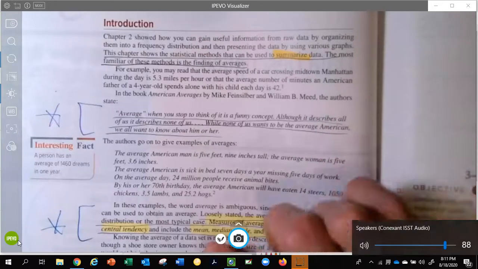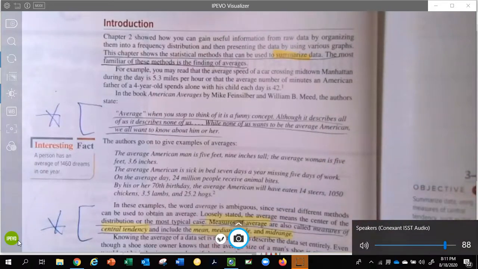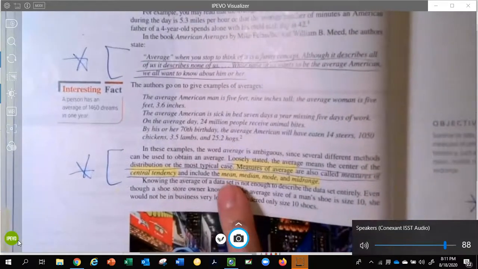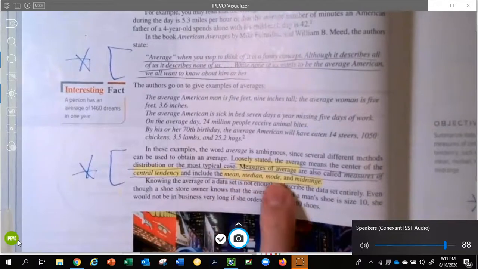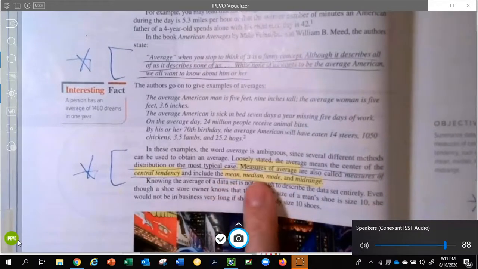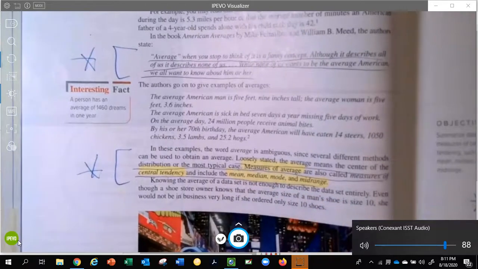It gives some examples, but I want to keep going where it says, loosely stated, the average means the center of the distribution or the most typical case. We're always searching for it. Measures of average are also called measures of central tendency and include mean, median, mode, and mid-range. So these words here, I would go ahead and start a space in my document or on my index card. I would have 4 index cards. You're going to need one for mean, one for median, one for mode, and one for mid-range.